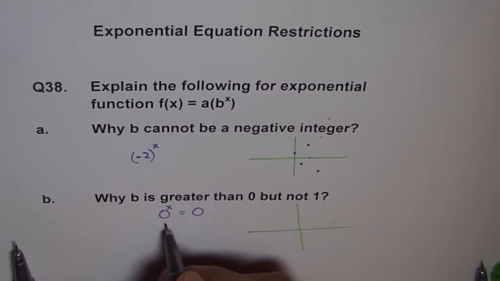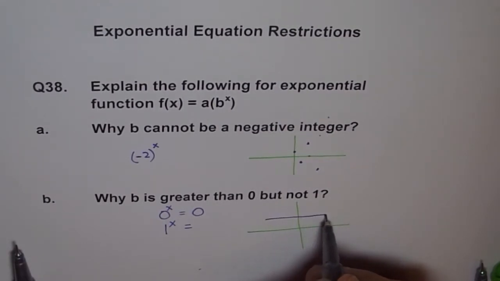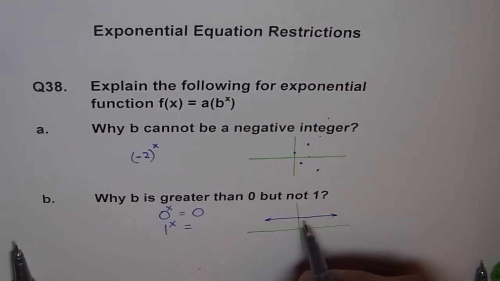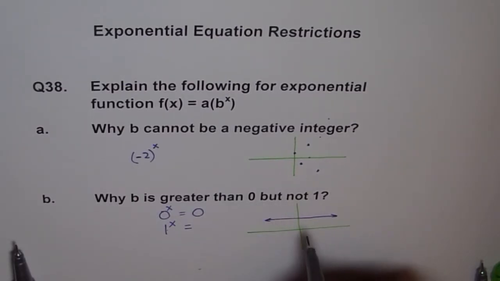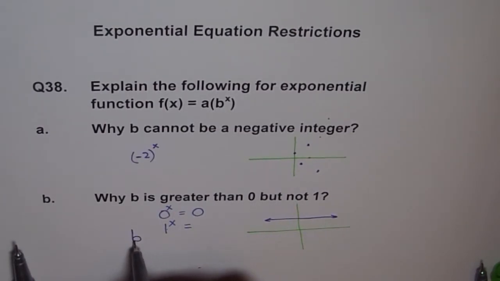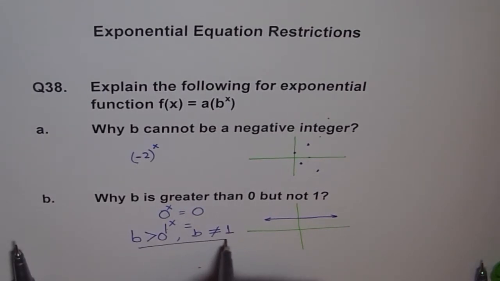Why? Because if I write 1, then 1 to the power of x is what? 1 to the power of x is also constant, right? x may be anything, but 1 to the power of anything will be just 1, and we get a horizontal straight line, right? We don't get an exponential function. Do you understand? Therefore, for an exponential function, b is always greater than 0, but b is not equal to 1. I hope you remember that part, right?